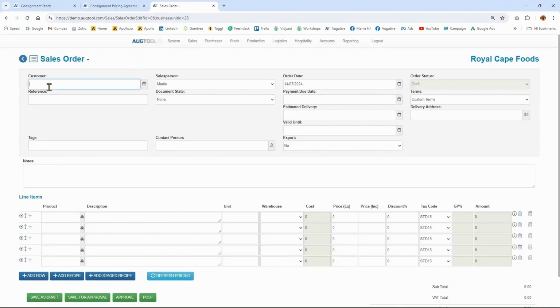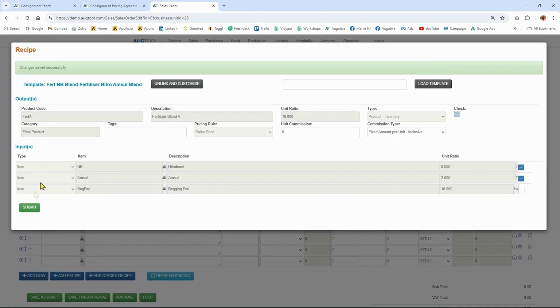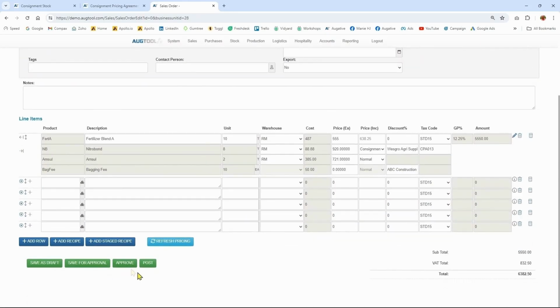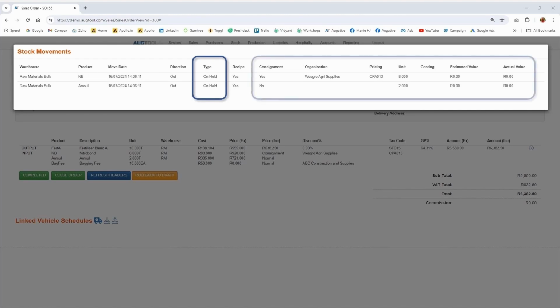Here we have a sales order where we are selling a product we still have to produce. Let's add a recipe item, set nitrobond to consignment stock from a particular supplier, and choose the consignment pricing agreement for consignment costing. The consignment stock of nitrobond now has an on-hold, and the consignment pricing agreement has been allocated.